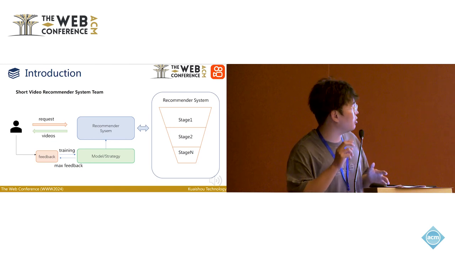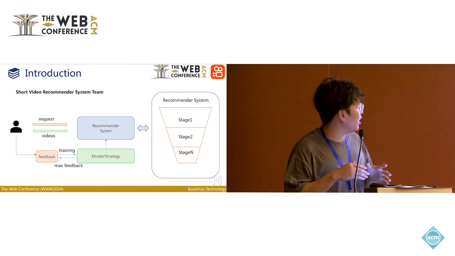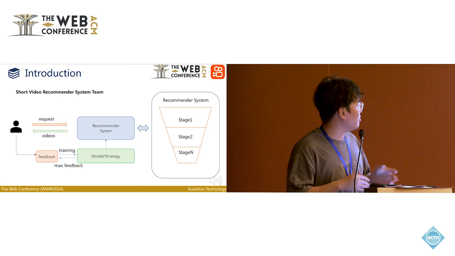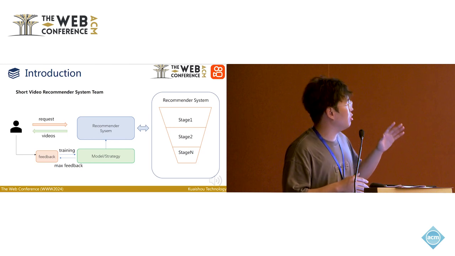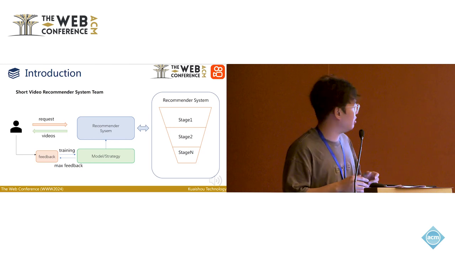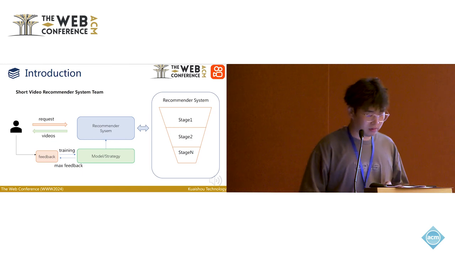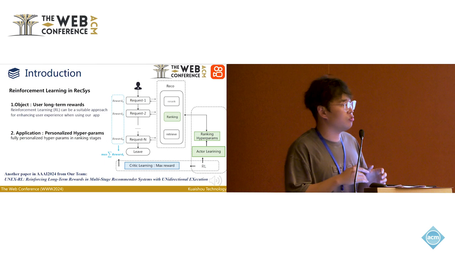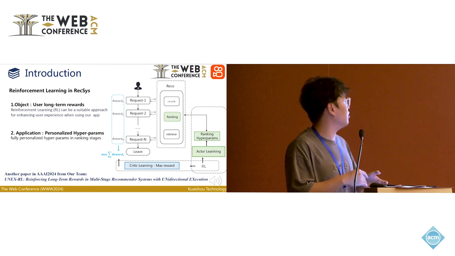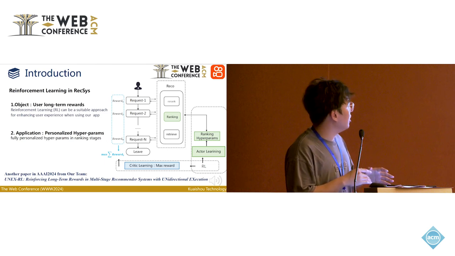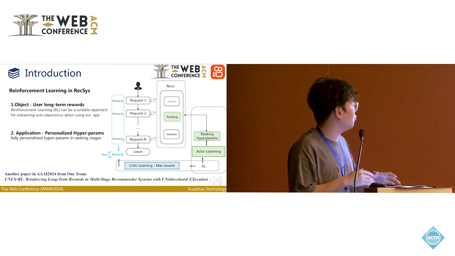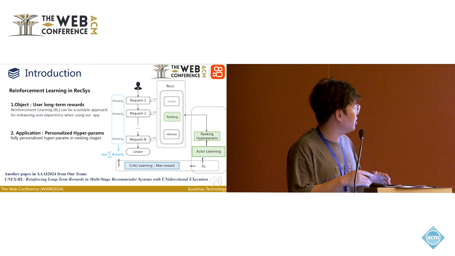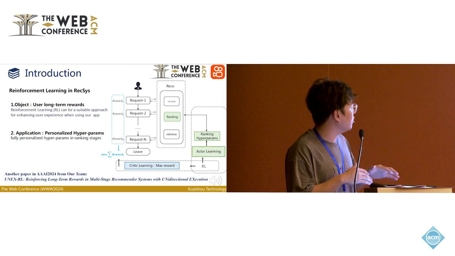For our work, we aim to use recommendation systems and algorithms to reinforce users' long-term experience in our app. That's a brief look at an industrial recommendation system, which always has many stages. So we use reinforcement learning in the recommender system to improve users' long-term experience, or what we call long-term rewards. In normal ways, we can use that to find better personalized hyperparameters in many stages. Our team works on the ranking stage.